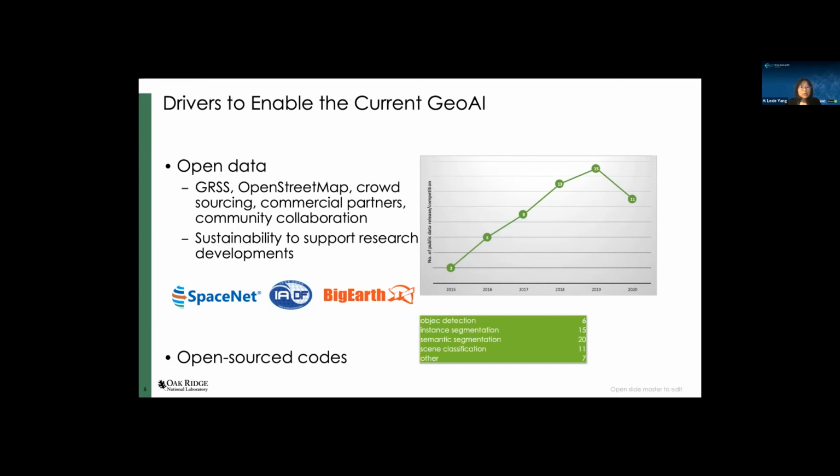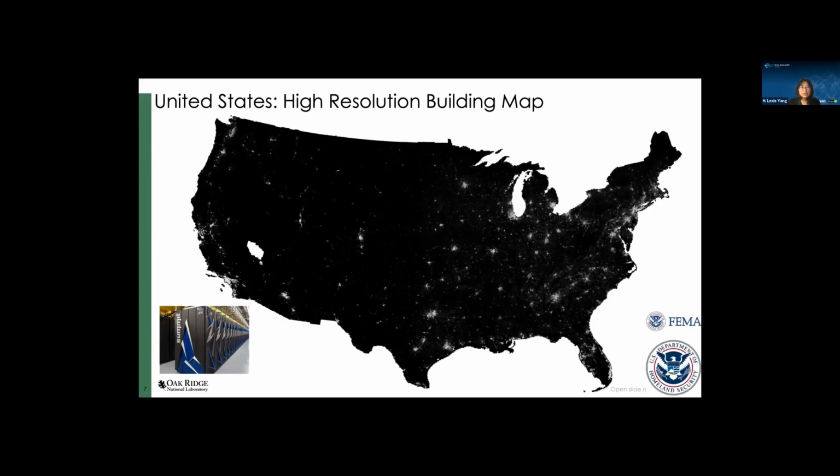And another driver to push all the latest fast-paced developments, I would say, is the open source code released by machine learning researchers and computer vision researchers. These trending efforts mitigate or even bridge the need when we try to leverage machine learning techniques and adapt those techniques to earth science problems. So those are the two important aspects I wanted to emphasize when building up the next level of GeoAI.